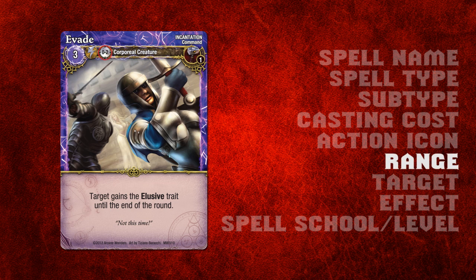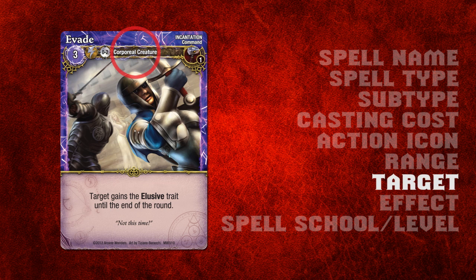You may only cast a spell at a target that is in range. Range is always listed as a minimum and a maximum. So even if the range is 0, it's still going to say 0-0. If the target is too close or too far away, you cannot cast a spell. So in our example of Evade, the range is 0-2, meaning when you cast a spell, it can be in the same zone as the caster, the mage usually, or it can be up to 2 zones away.